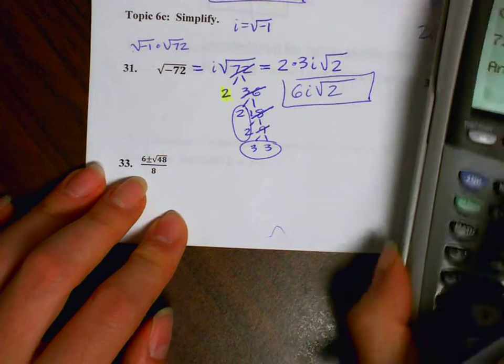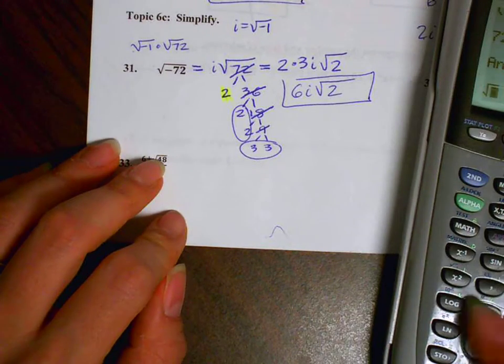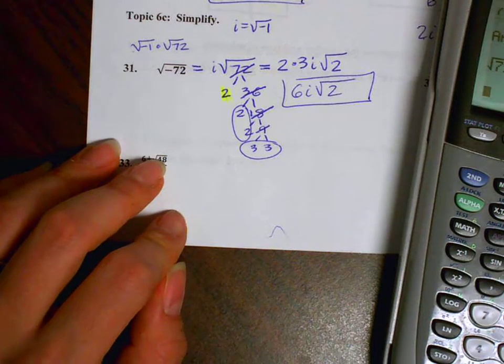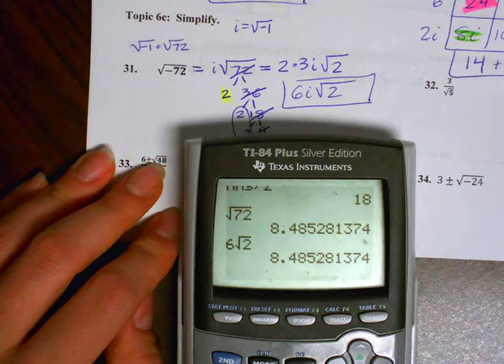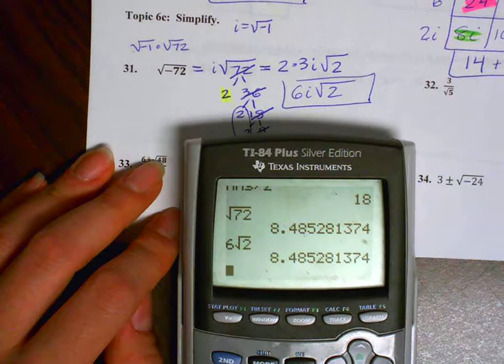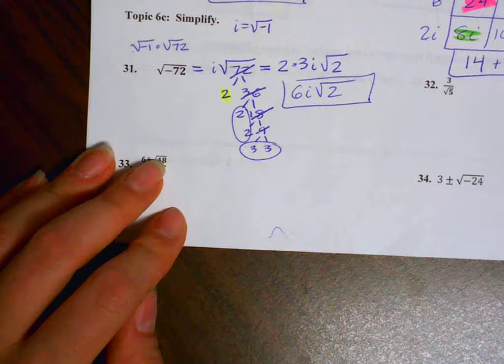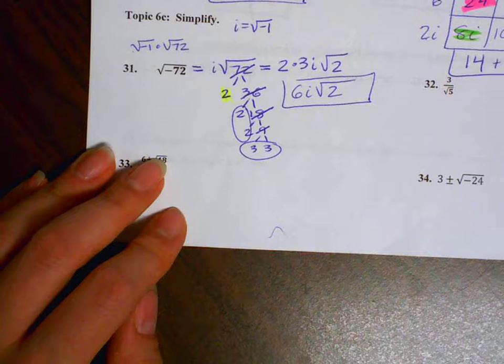I can do a quick check if I want, and do the square root of 72 and then 6 times the square root of 2. The square root of 72 is my original thing. 6 times the square root of 2 is what I simplified it to be, and you can see that my decimals are exactly the same. So I know that I did it right. That just takes a couple seconds, and it's a quick and easy check. I would definitely take the time to do that check, just to make sure.